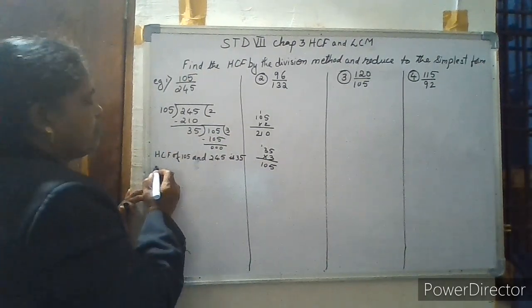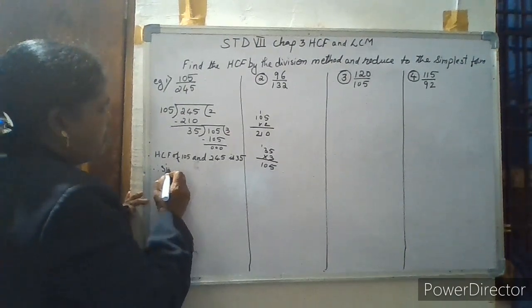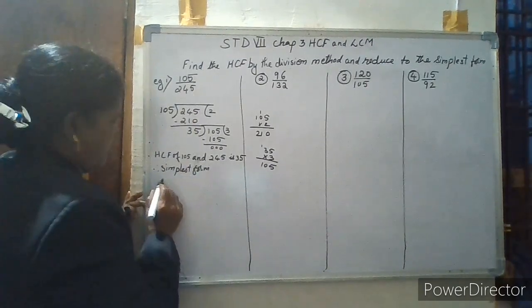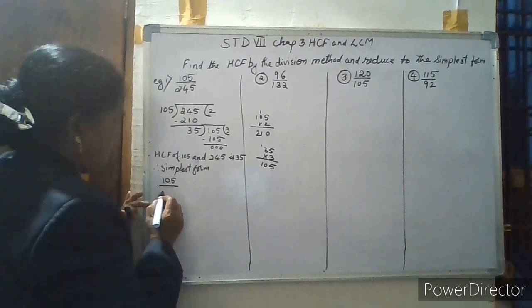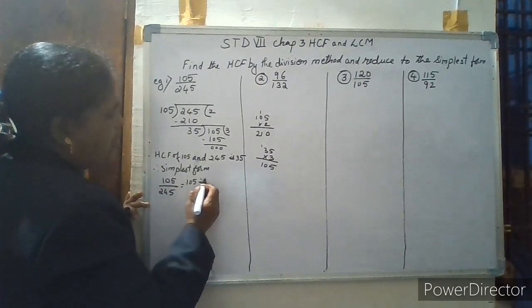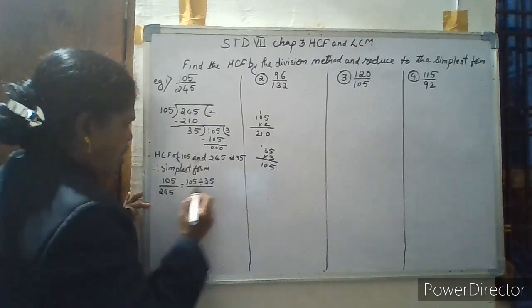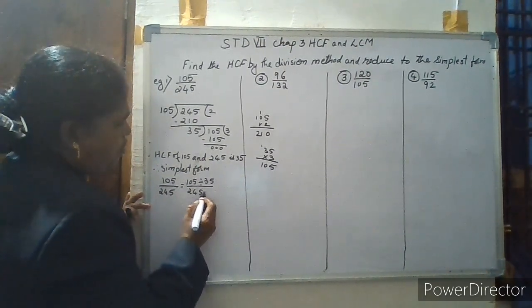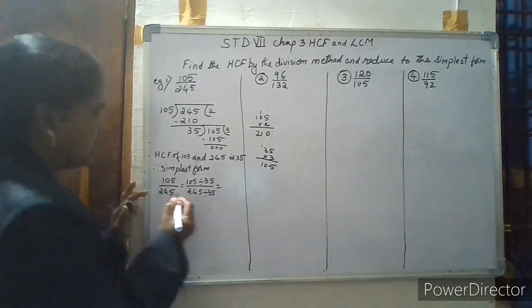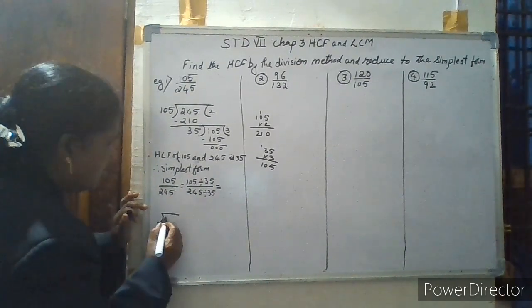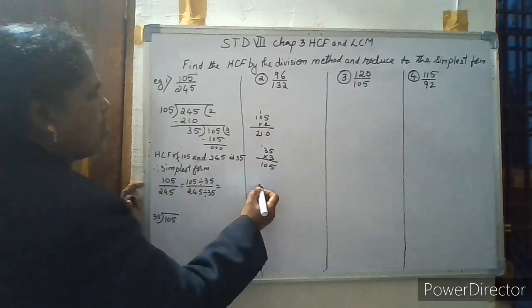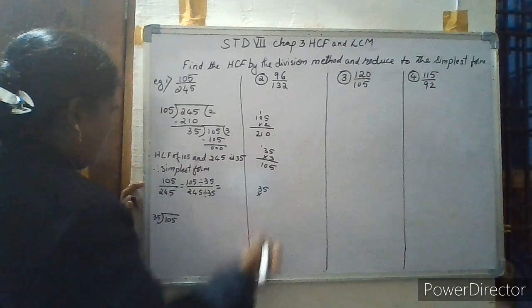So therefore the simplest form will be like this way. 105 upon 245 is equal to 105 divided by 35, that is the HCF, upon 245 divided by 35. So we can do the division and see. Now see here. 105 divided by 35. 35, how many is 35? Let us see.